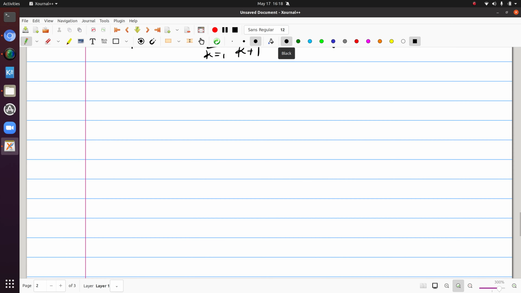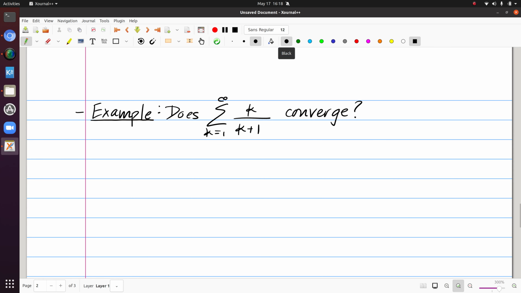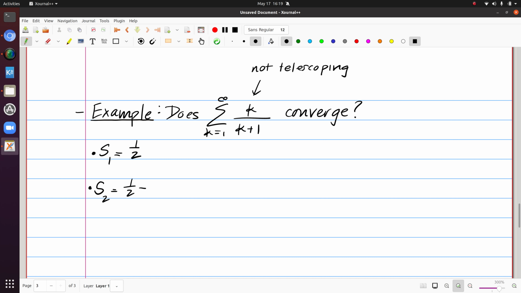And then one last example here. What I want to emphasize here is this is not telescoping. It's not even a difference. It's not something that I could express as a difference. So, but suppose that even though it's not telescoping, what would it look like if we tried to approach it the same way? Well, we can find partial sums for any series. The first partial sum is the first term. The second partial sum is the sum of the first 2 terms.